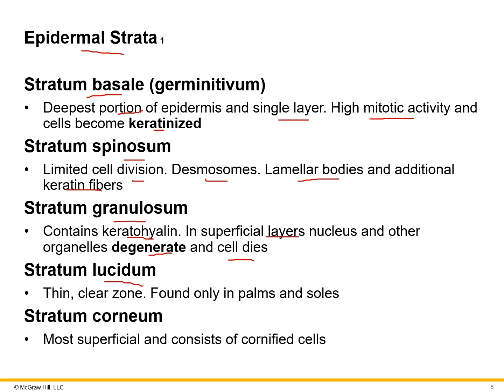Then the stratum lucidum is a thin clear zone. This is actually only found on the palms and the soles. So the palms of our hands and soles of our feet are the only place that we're going to find the stratum lucidum. And again, that's that thin clear layer. And then the stratum corneum. This is the most superficial, so the farthest layer out, and it has cornified cells. So again, thinking about resisting abrasion and providing that protective layer.